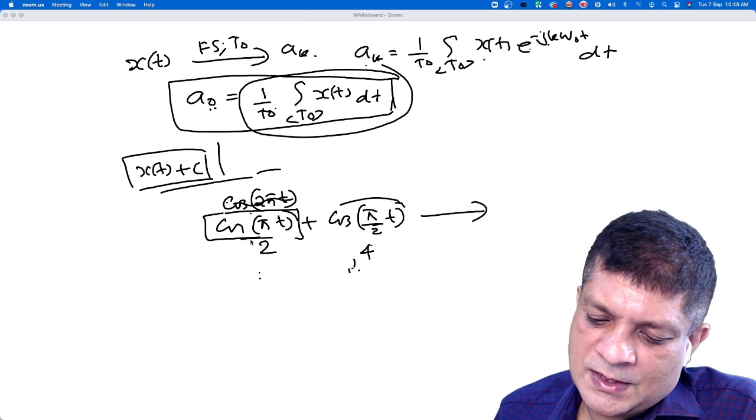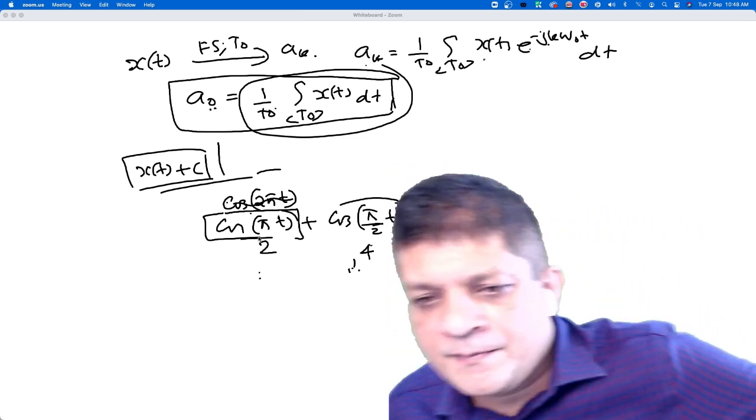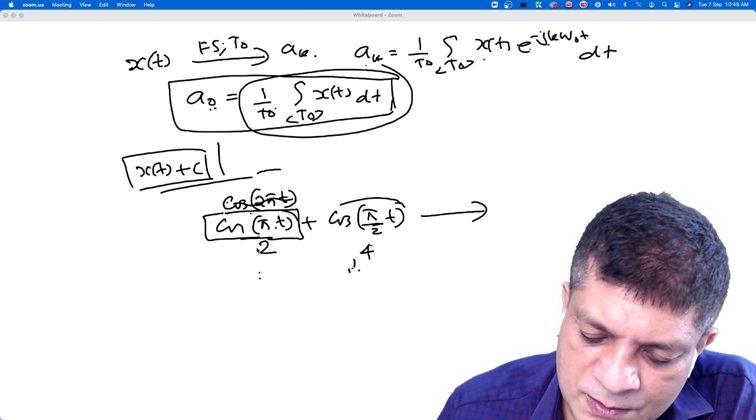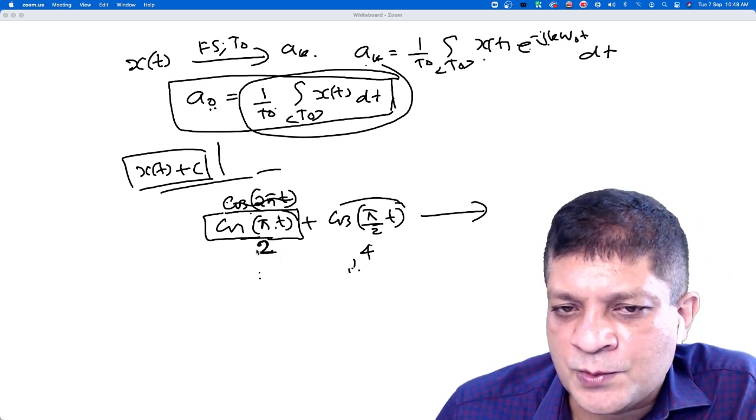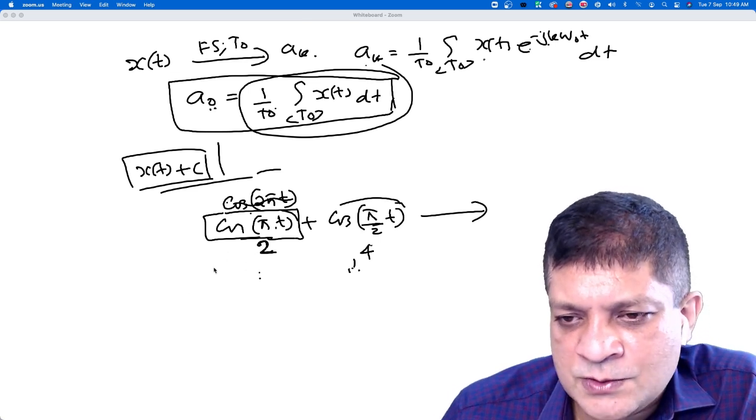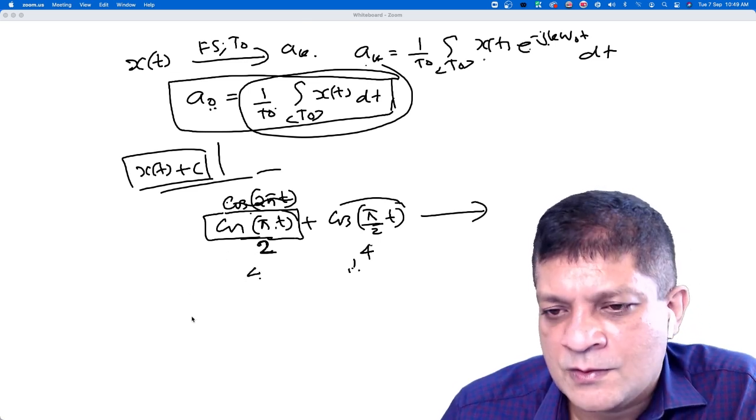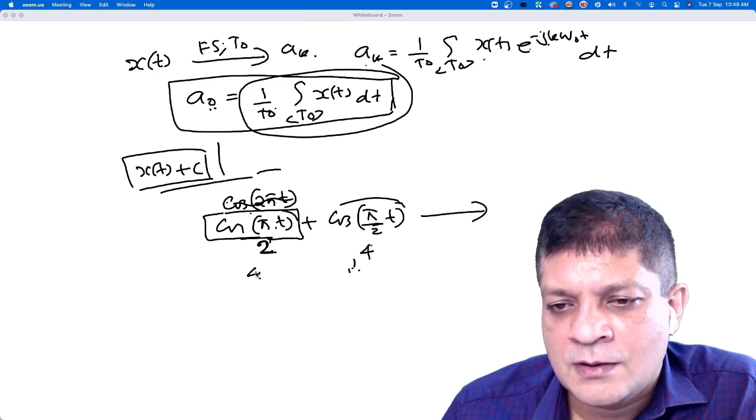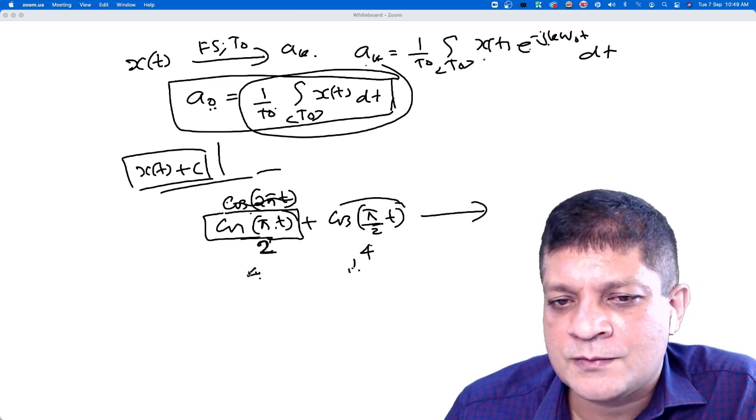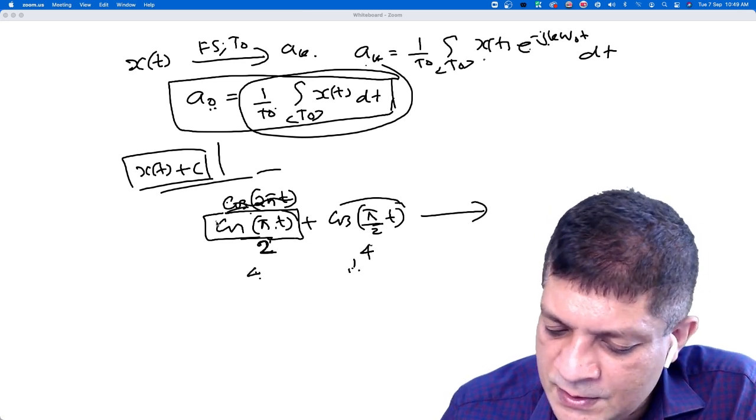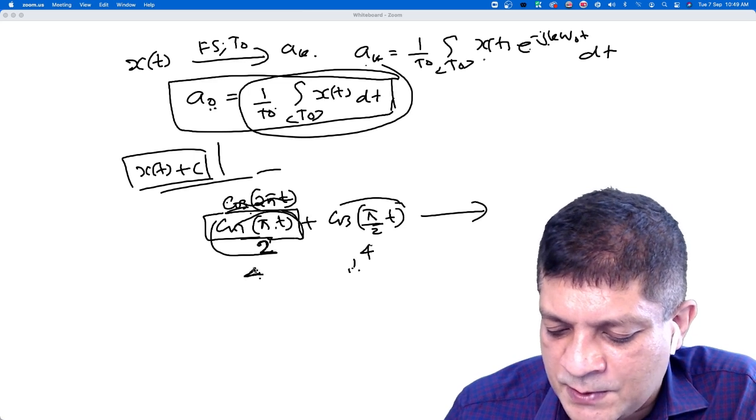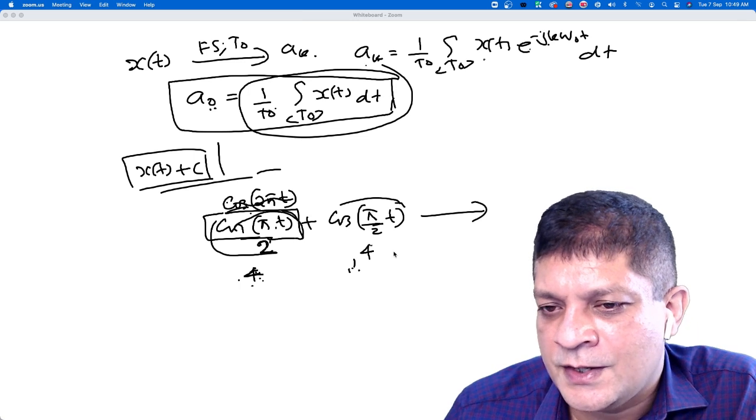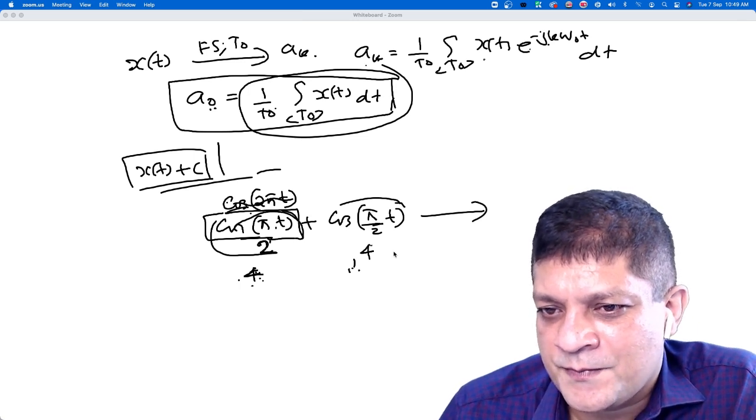If this is a signal cos pi t, if we can find a Fourier series representation of this, look, this signal has fundamental period 2. Is this also periodic with period 4? Yes, period 2, it is also periodic with period 4. So if we can find the Fourier series representation with respect to period 4, then we can apply the Fourier series linearity property directly, isn't it?